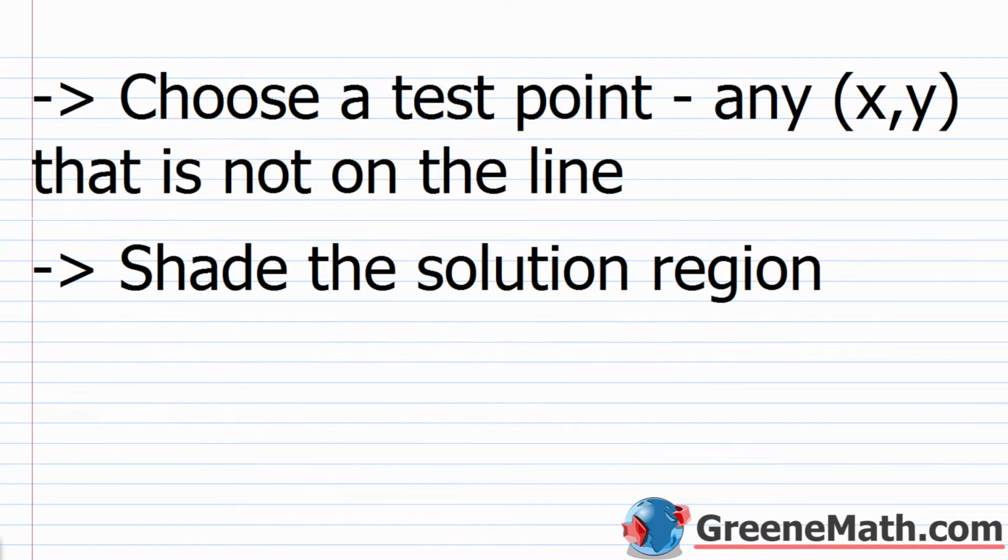The next thing we want to do is choose a test point. This is any ordered pair that is not on the line. You plug it back into the original inequality and see if it works. If it does work, you're in the solution region, so you shade the region where the test point is. If it doesn't work, then you're in the non-solution region and you just shade the other side.